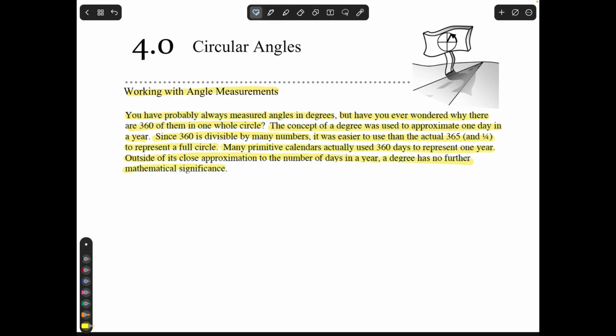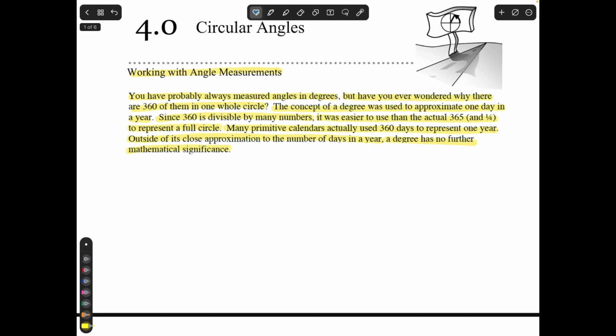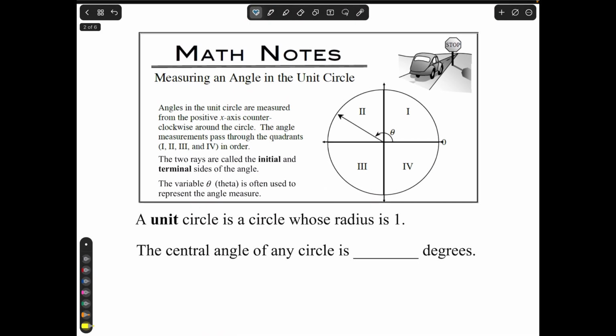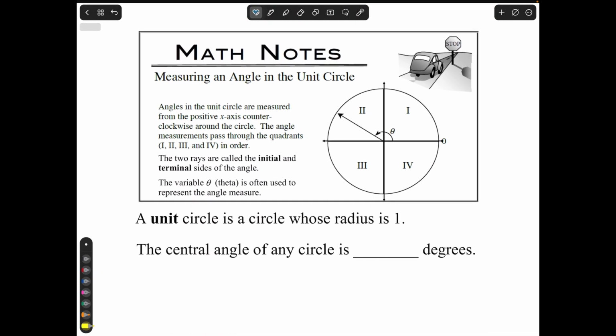So really, that's the whole reason why there's 360 degrees: because 360 is close to the number of days in a year. So it was an easier number to use. All right, so let's review a little bit of the things that you hopefully learned in Algebra 2. But if you're a little rusty or you forgot, we'll be able to pick up on that today. So, measuring an angle in the unit circle.